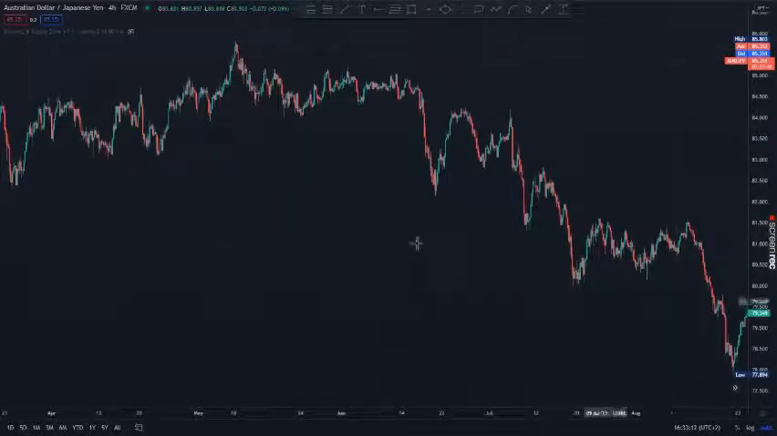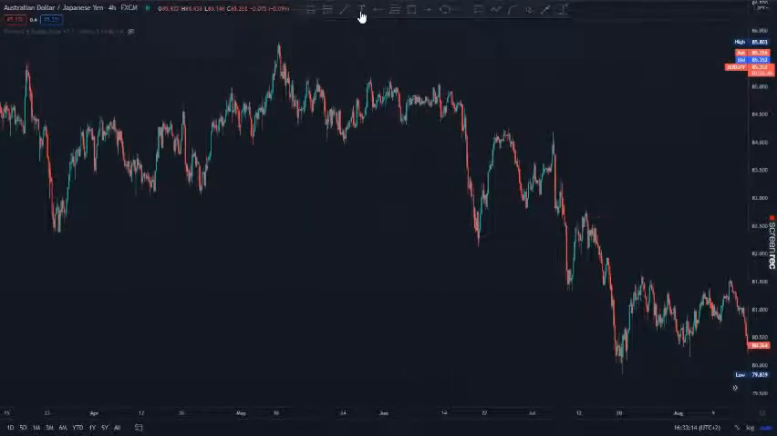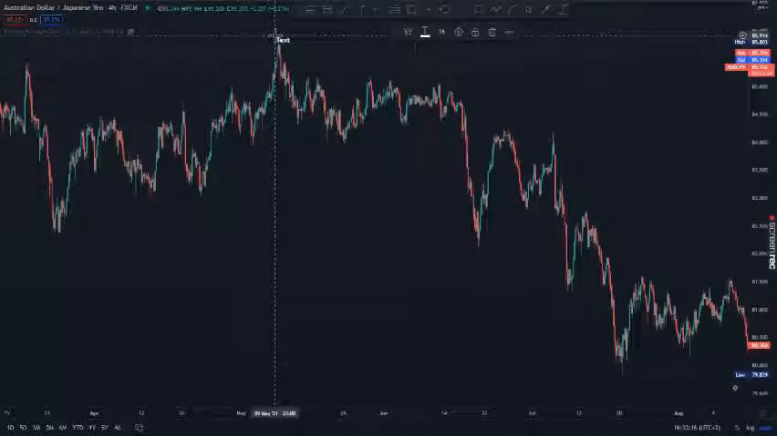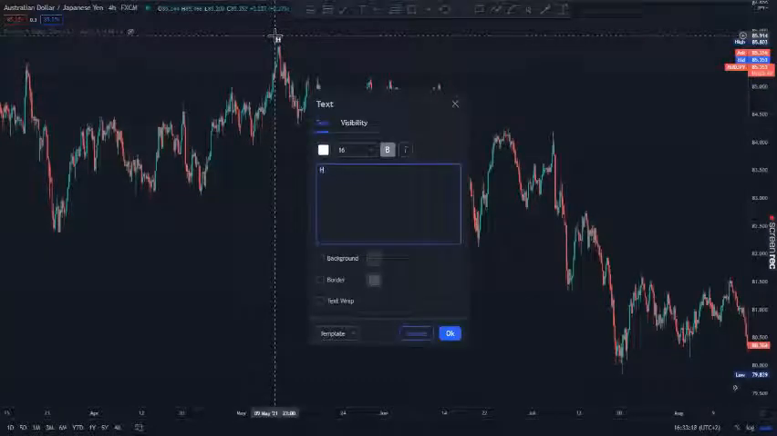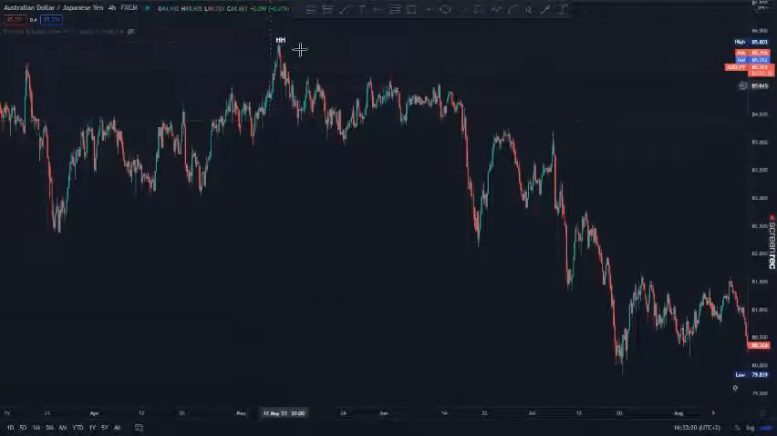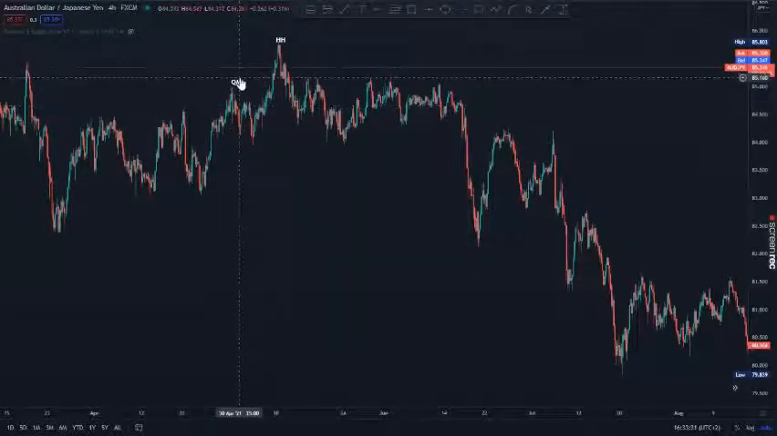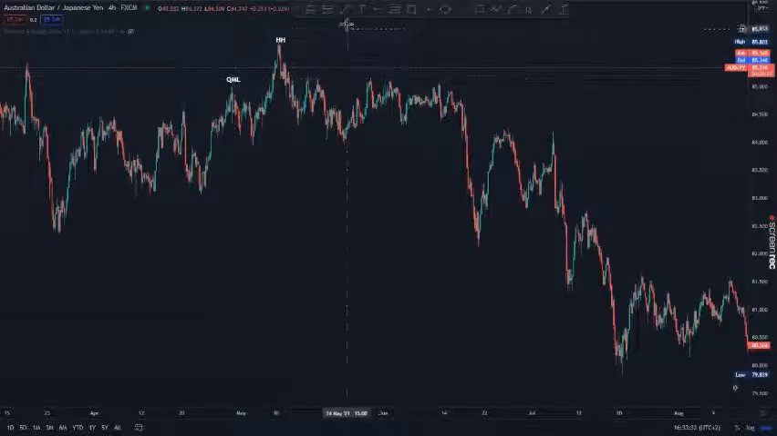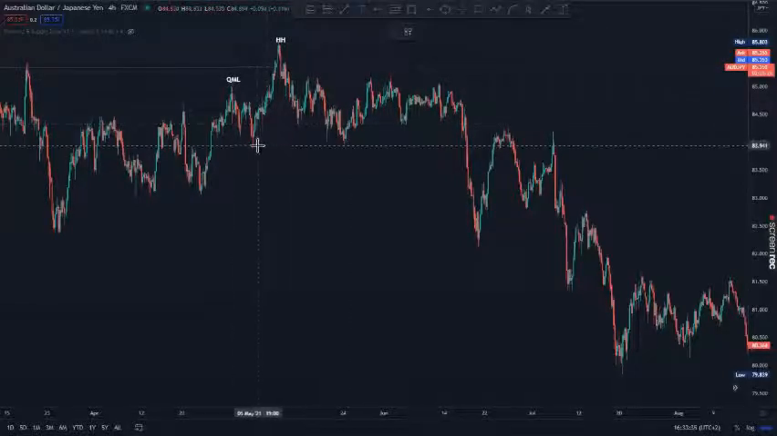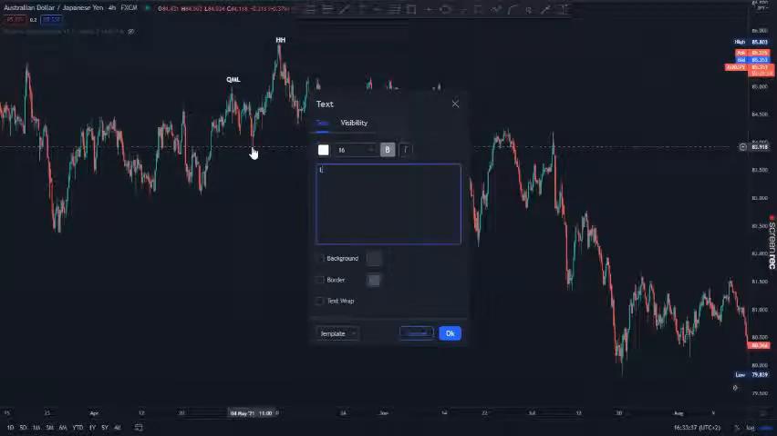So we had a higher high right here. I had a higher high just there, and my left shoulder was right here, which is my QML. Was right here, and my low was right below this level.